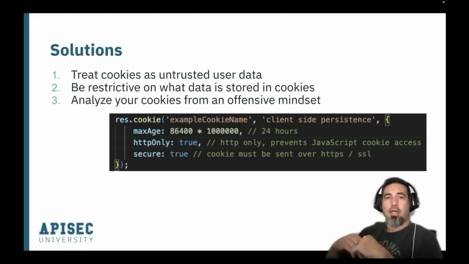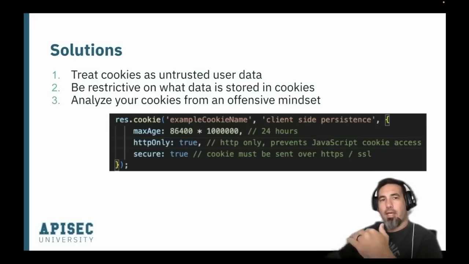Once you start treating it as untrusted user data, you're probably going to also be more restrictive about what you're going to put into cookies. If something can be used to manipulate someone's access or even the state of a process, you're probably not going to want to put it inside of a cookie. You're going to try to find a different solution for that and only use cookies as something that's going to keep track of your session or something that is absolutely required for your state management if you have it.